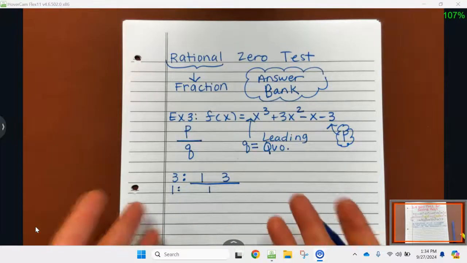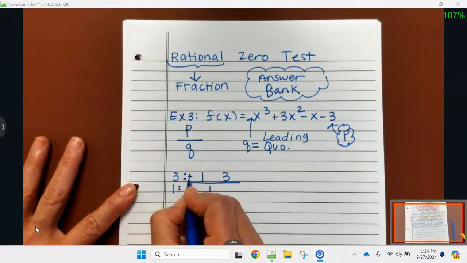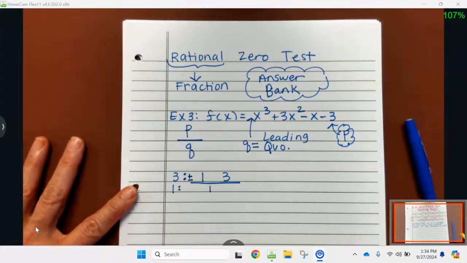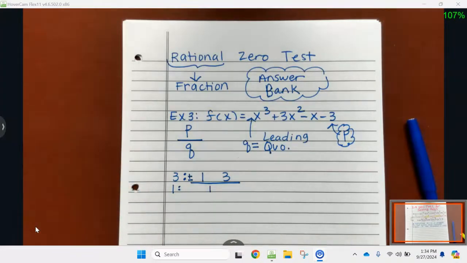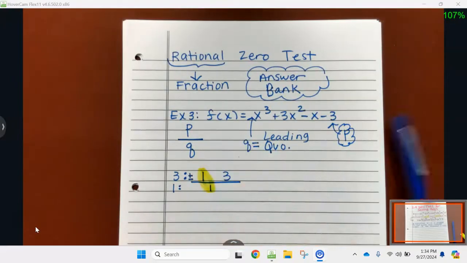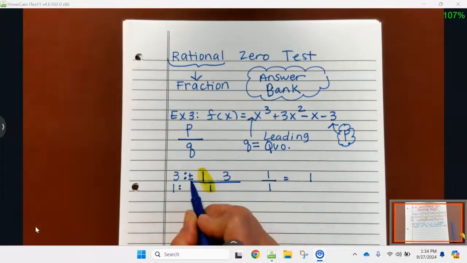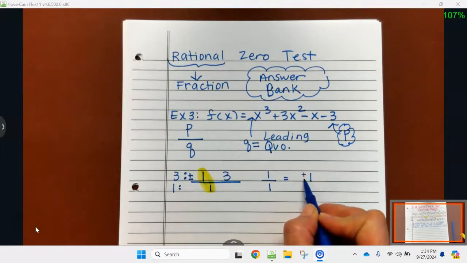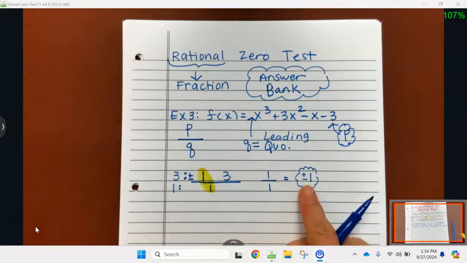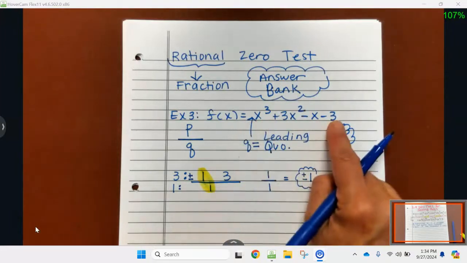The reason I left a little blank right here is because we want all the positive and all the negative possibilities of a fraction that this makes. So we really only have 2 combinations here. What's 1 divided by 1? That equals 1. Don't forget, we can have positive or negative 1. Positive 1 and negative 1 is part of my answer bank for this problem.